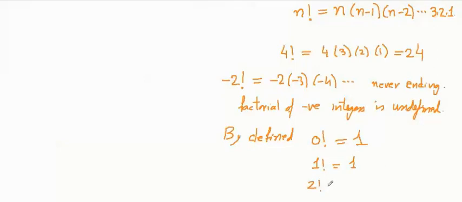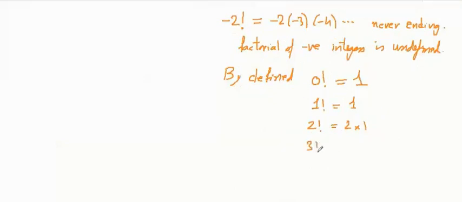2 factorial will be 2 times 1. 3 factorial will be 3 times 2 times 1. So we keep on decreasing until we reach 1. Okay, so this is about the factorials.